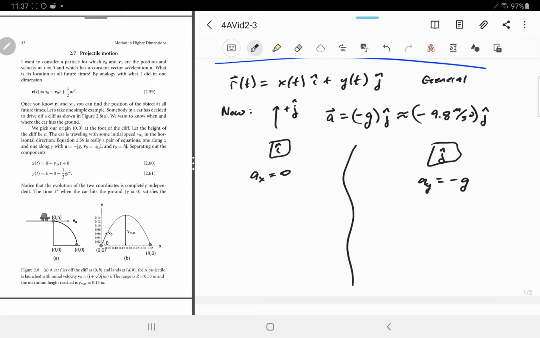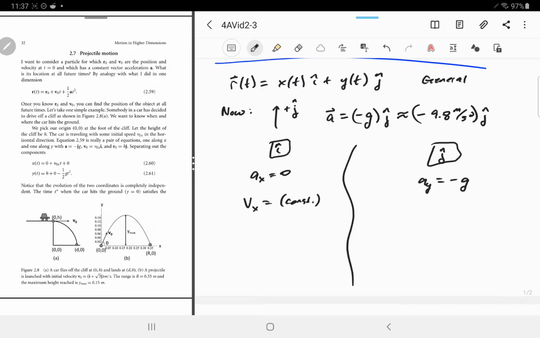Okay, so let's look at the left-hand side. The left-hand side is easier. So remember, velocity is the integral of acceleration. So the integral of 0 is a constant. So the x component of velocity is a constant. It's not going to change. And then the integral of a constant is that constant times time.